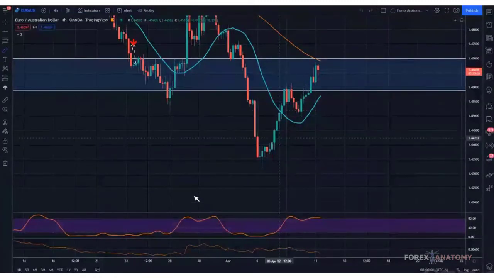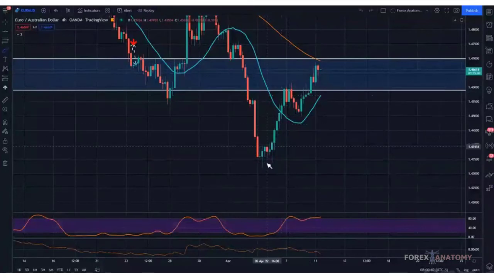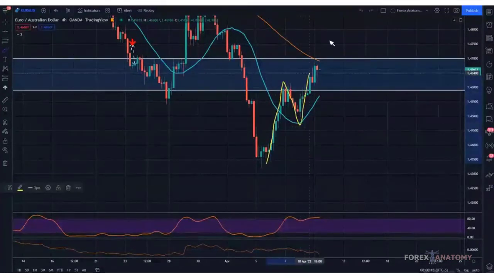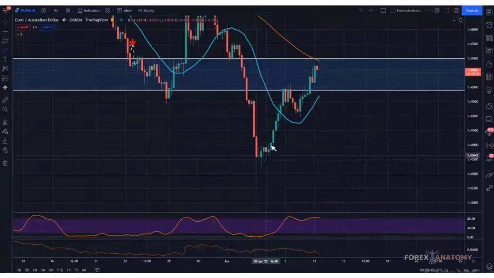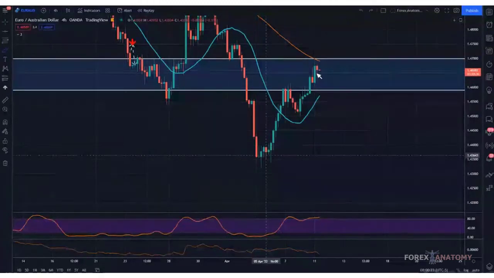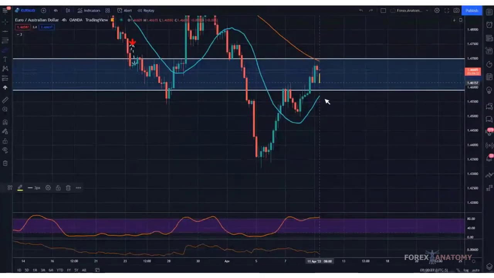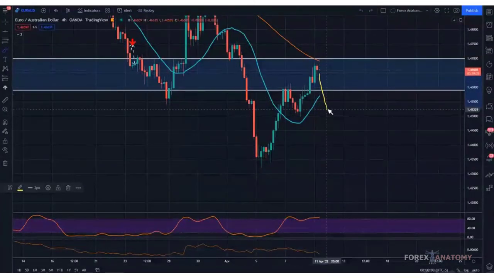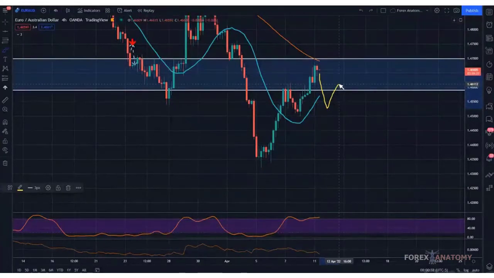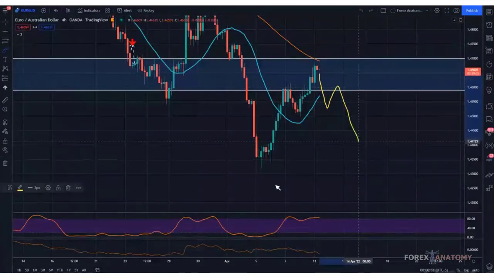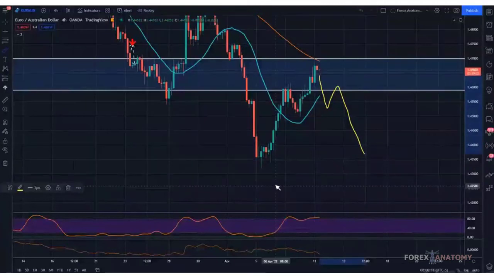So right here, we do see this 3-wave pullback, this leg A, leg B, leg C. Typically after that, we expect price to rotate or move to the downside. What we want to see is either topping or something like this, where we could see price push down, come back up, and then head lower. If that does happen, what type of classical chart pattern do we have?